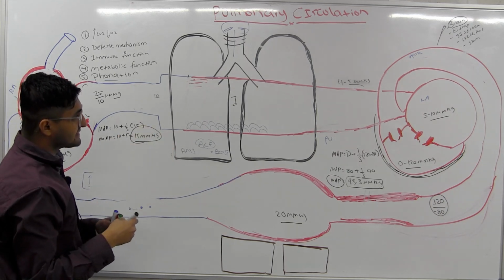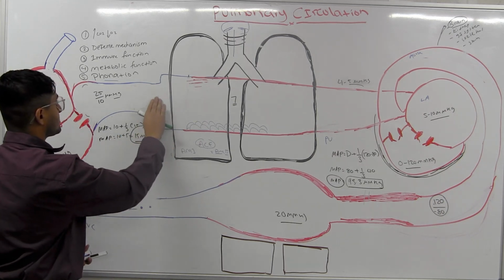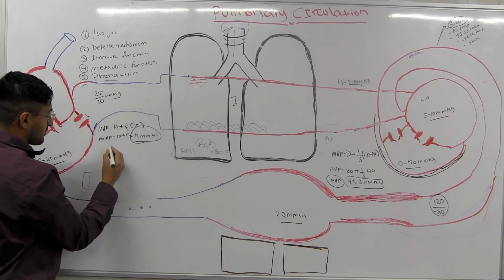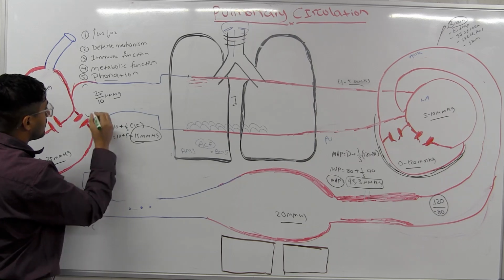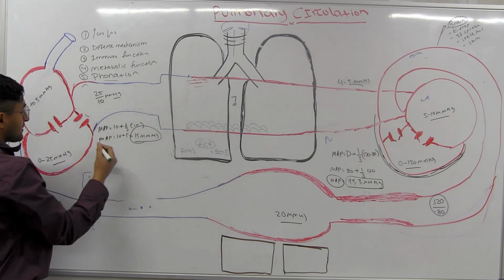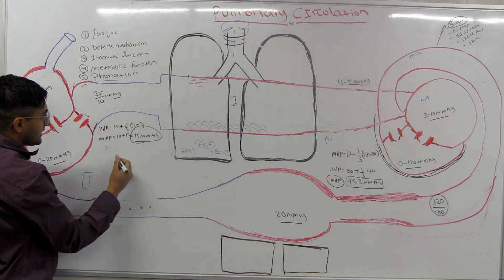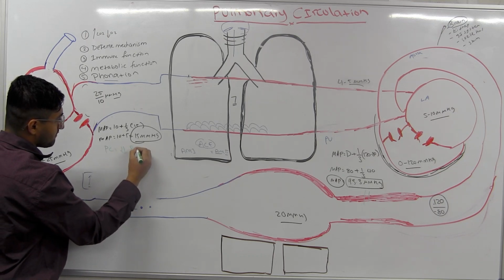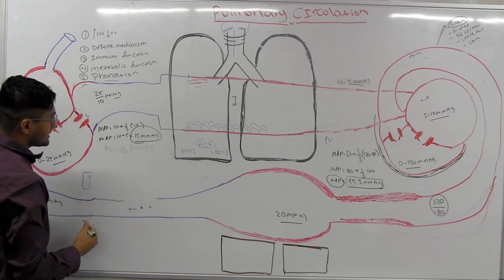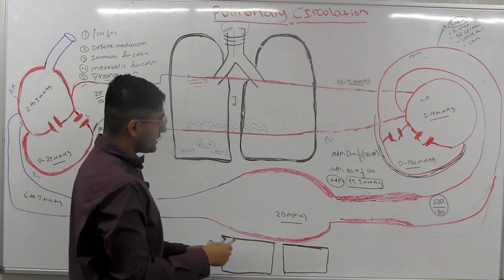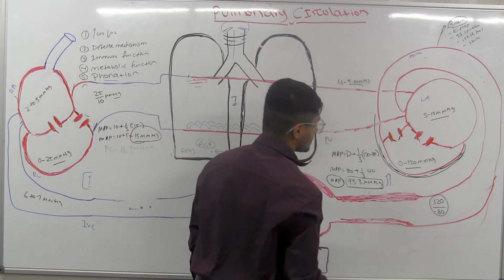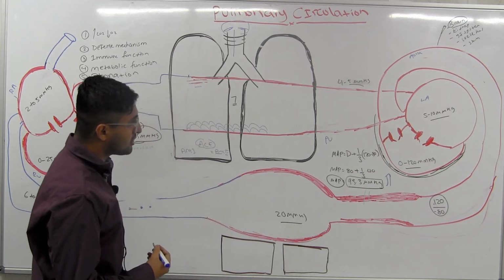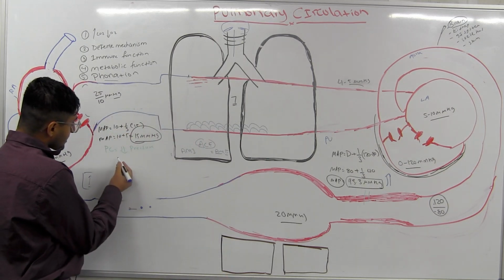So we can say, let's just write it down here, that one of the differences is that the pulmonary circulation is a low pressure system, and the systemic circulation is a high pressure system, right? That's the number one thing we have to know, because of the pressures.